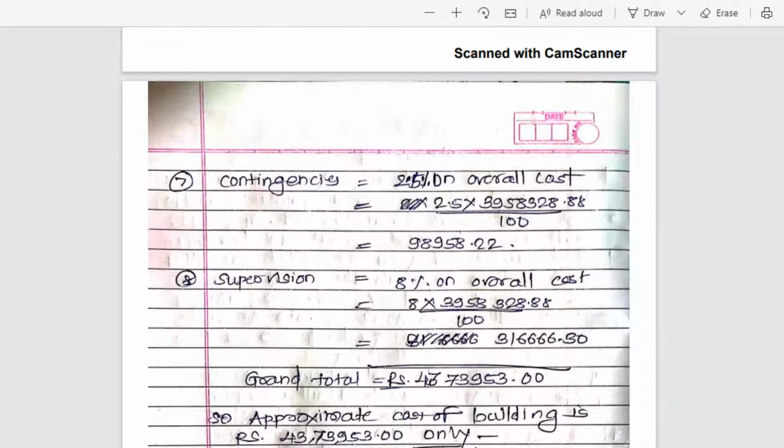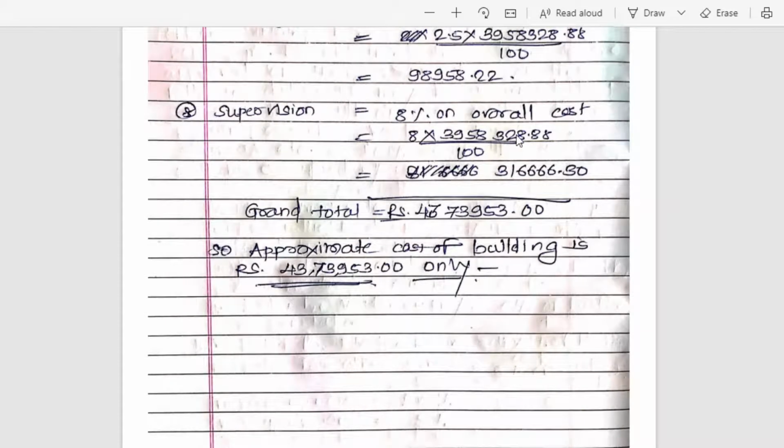Now contingency they have given 2.5%. Contingency and work charge establishment we have already seen in the last lecture. So contingency charges they have given 2.5% on your overall cost, and supervision charges they have given 8% on overall cost. Now we will calculate contingency charges and supervision charges on the overall cost of building. We will get this amount. Now the grand total is contingency plus supervision charges plus your overall cost of building. So we will get 43 lakh 73,953 rupees. Okay, so this is the approximate cost of building.